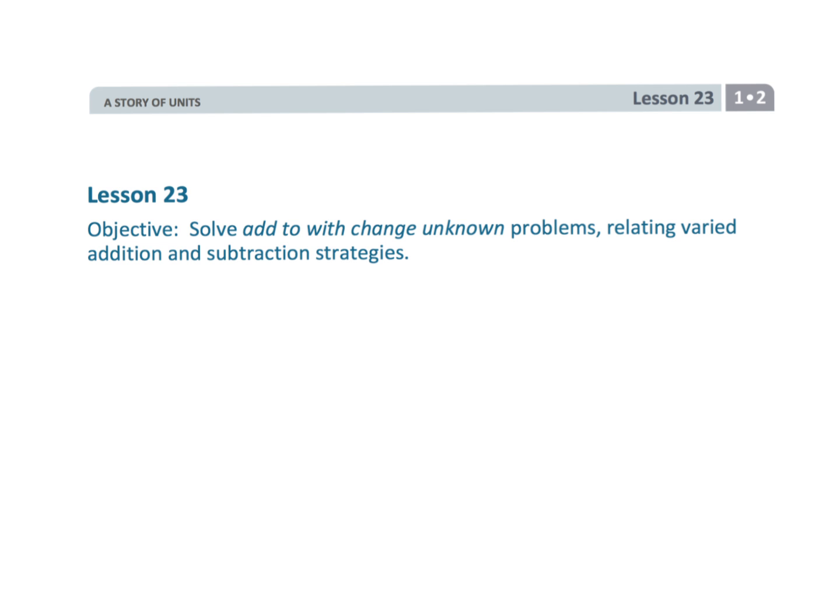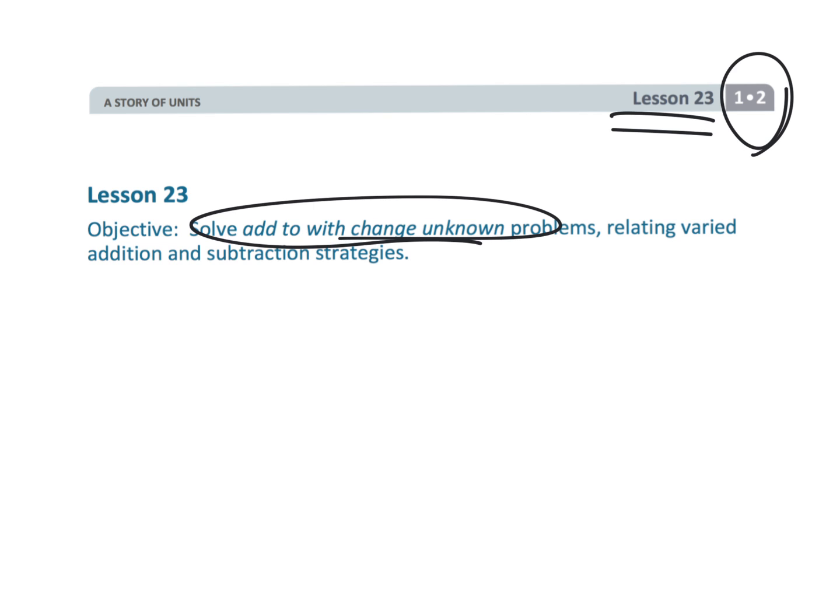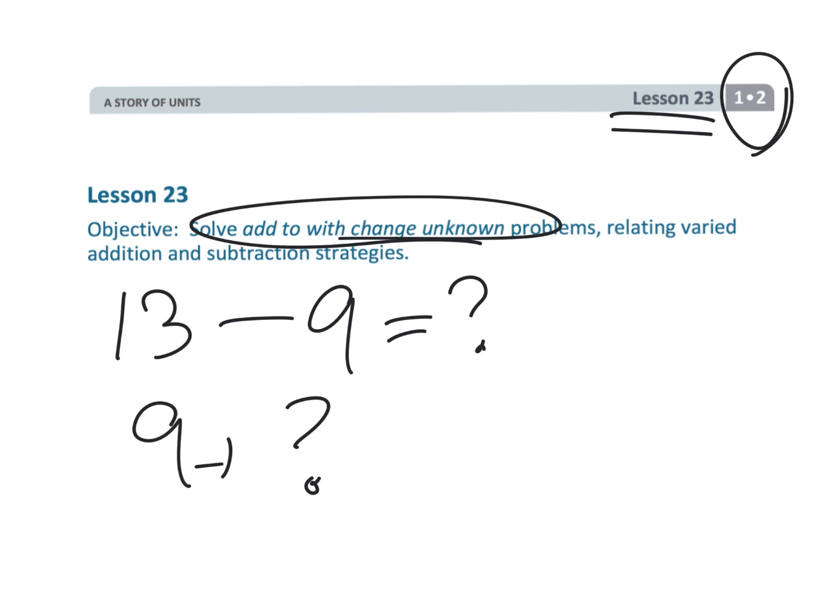And that wraps up first grade module 2, lesson 23. Students are solving add to with change unknown. The idea is eventually we want students, when they look at this kind of problem, to be thinking 9 plus what equals 13, and that's what this kind of lesson is getting students into thinking, the adding to strategy.